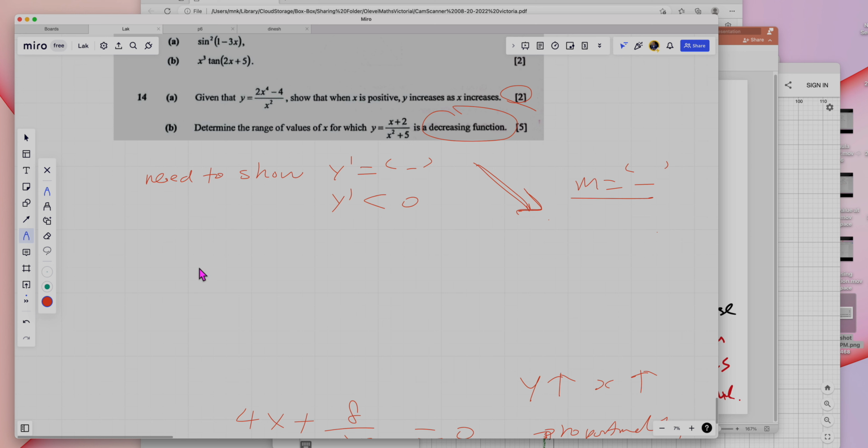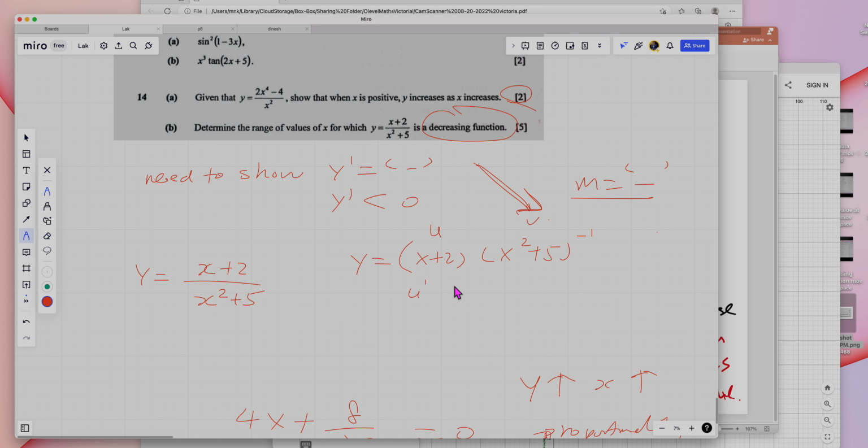How do you differentiate this then? No, you cannot use partial fractions. This one is product rule, because when you do partial fractions it doesn't help, the pi is there. So x plus 2 times x squared plus 5 to the power minus 1. So this is your u, this is your v.